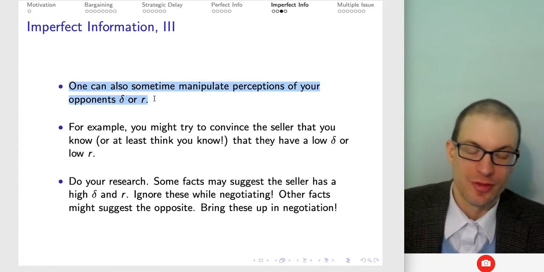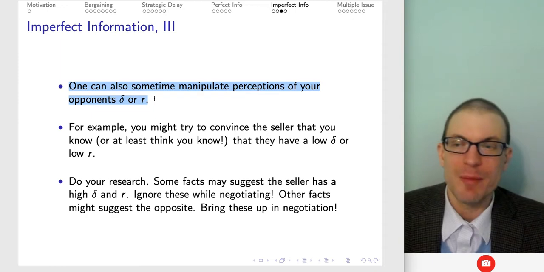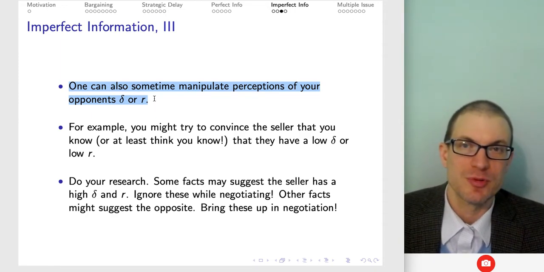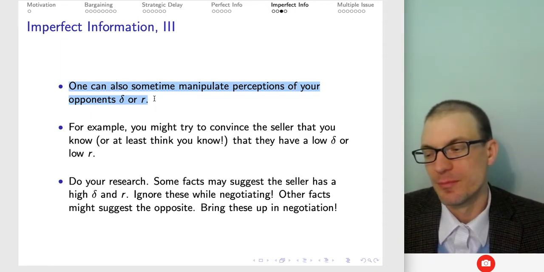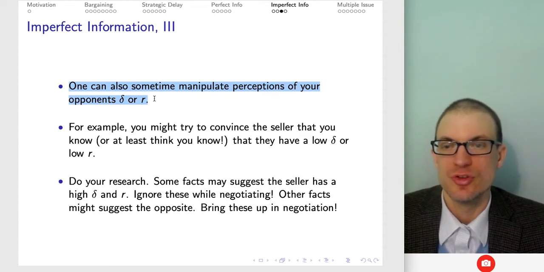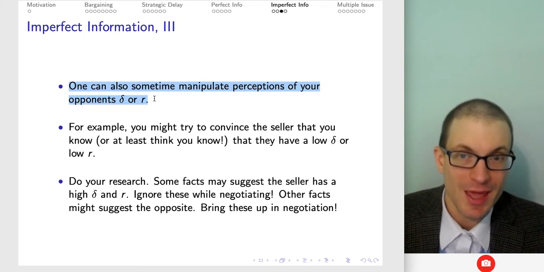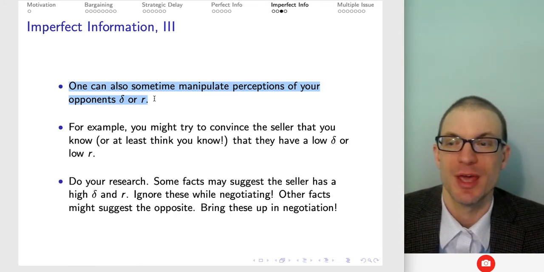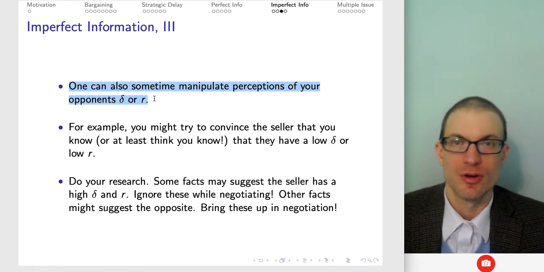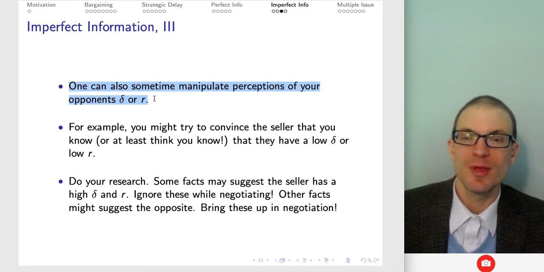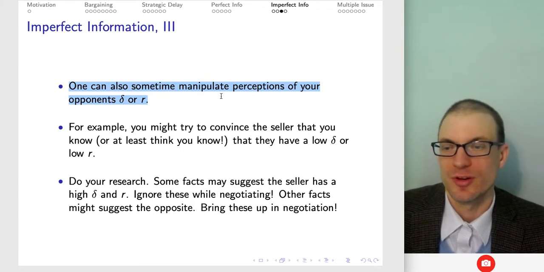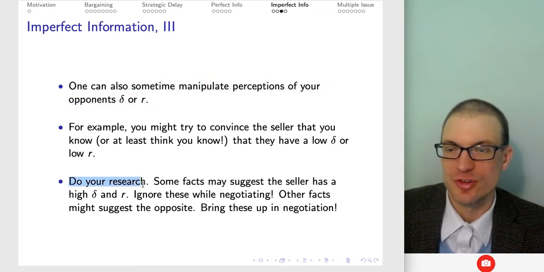You can, in that same vein, often manipulate the perceptions of your opponent's patience and reservation price. So you might try to convince the seller that you know, or believe you know, or are going to behave as if you believe they're impatient or have a low reservation price. And this is going to affect how they believe you're going to respond in negotiations with them, and that can be important. Ultimately, do your due diligence, do your research.